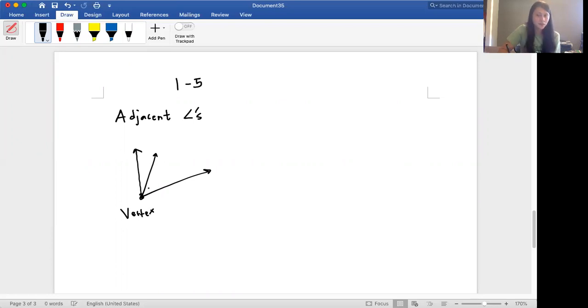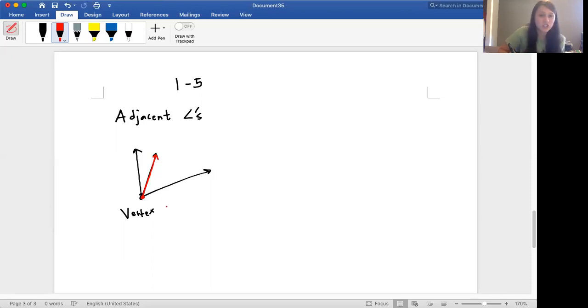They don't have to be the same size. So last time we talked about an angle bisector, meaning it separates the angle into two equal parts. Well, this doesn't necessarily mean they're exactly the same size. It just means they're next to each other and sharing the same vertex and a common side, okay? So we call these adjacent angles.